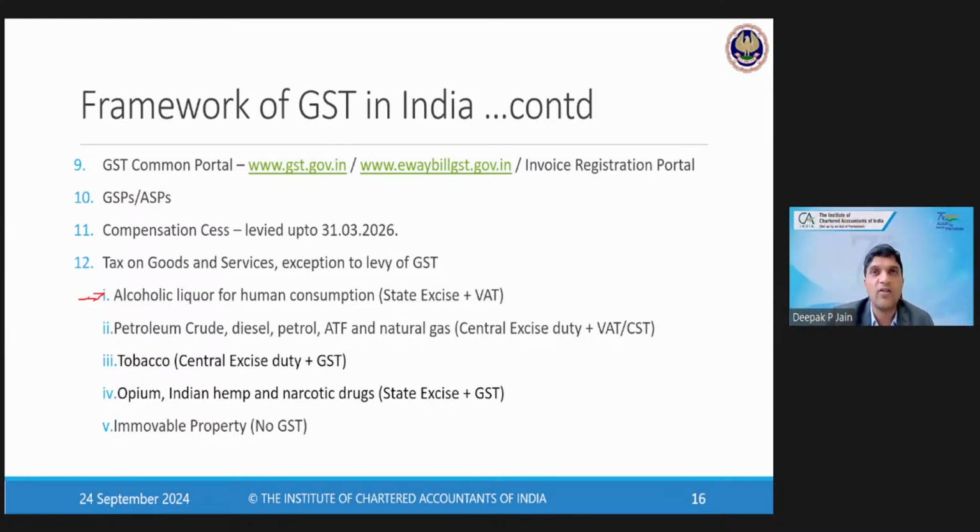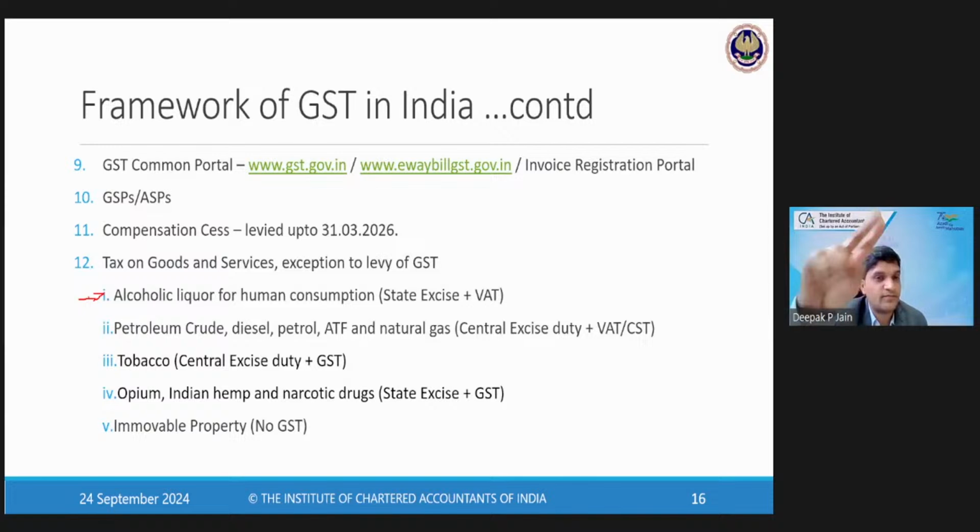Whether VAT is completely gone, sir, you said everything is gone. Yes, I said everything is gone, but these are the exceptions on which VAT still continues. Now they have two types of excise: one is state excise, one is central excise. On alcoholic liquor for human consumption, state excise is levied, not the central excise. So on alcoholic liquor for human consumption, two types of taxes are levied: state level excise and VAT.